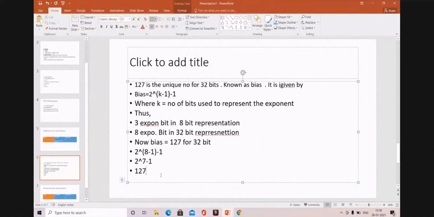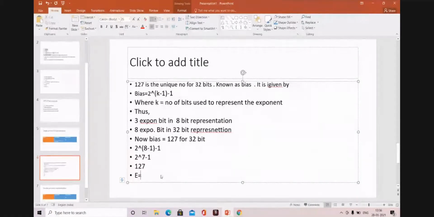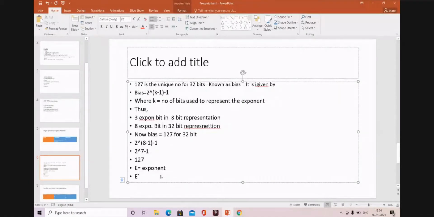And E is the exponent. Okay, E is the signed exponent. All right, and the value stored in the exponent field is E bar. E bar equals E, that is your scaling factor, but it will be written like this: E plus bias. So this is actually your scaling factor.